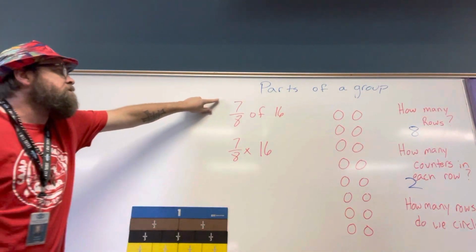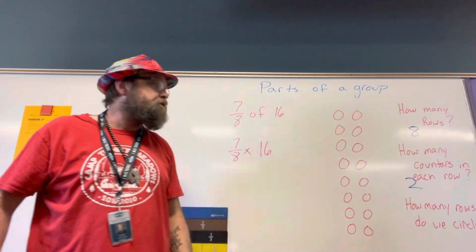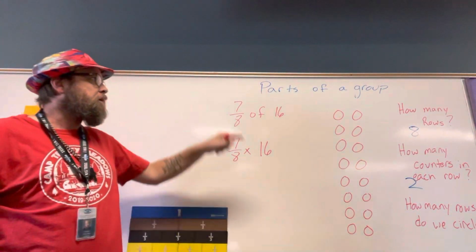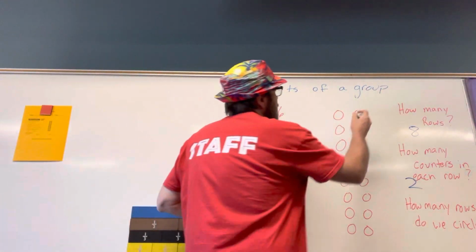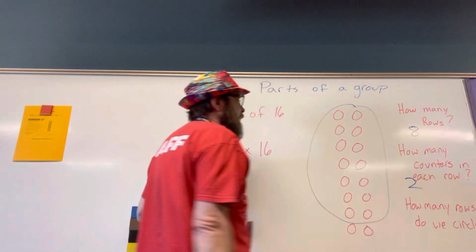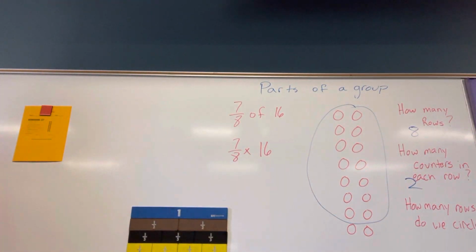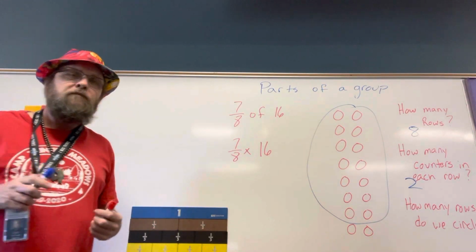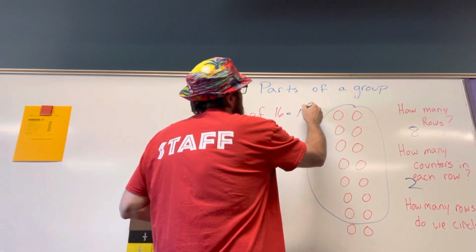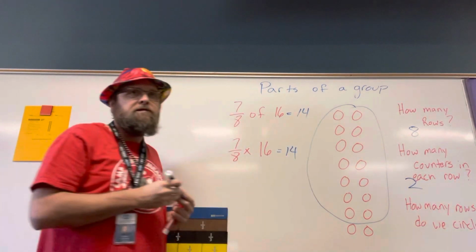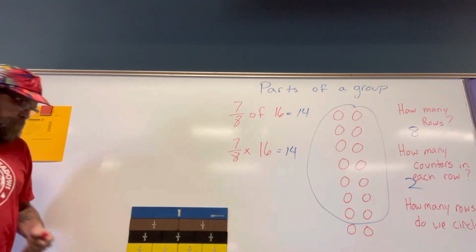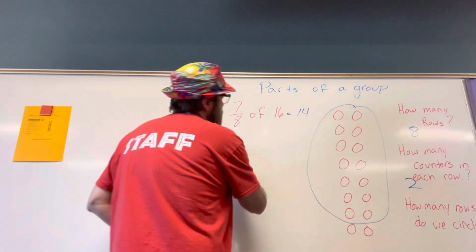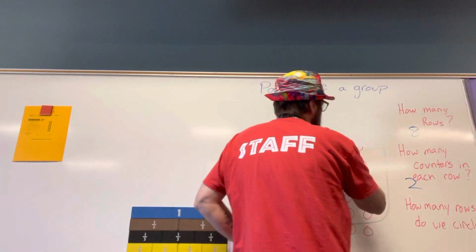Now, if we're looking at this problem, 7/8 of 16, how many groups do we need to circle? How many rows do we need to circle? 7, because that's what I'm looking at. I want to know how much 7 of these 8 rows have. So, Jeremy, how many do I have circled? 14. So 7/8 of 16 equals 14. 7/8 times 16 equals 14. Because sometimes you're going to get problems where they give you the picture and you have to figure out which problem, which equation it goes with.